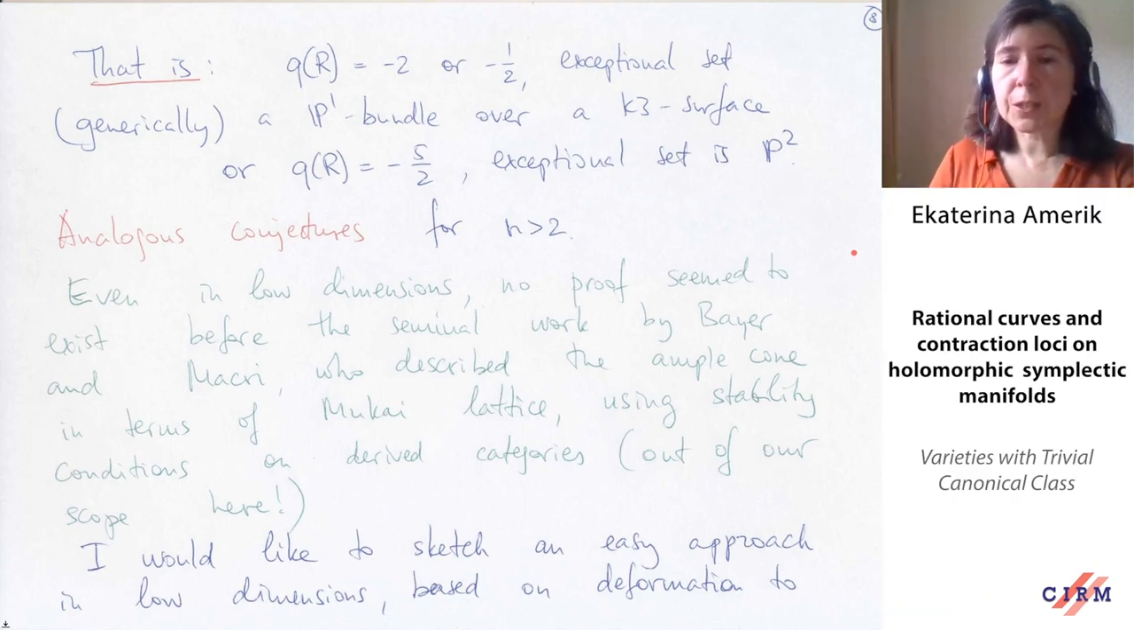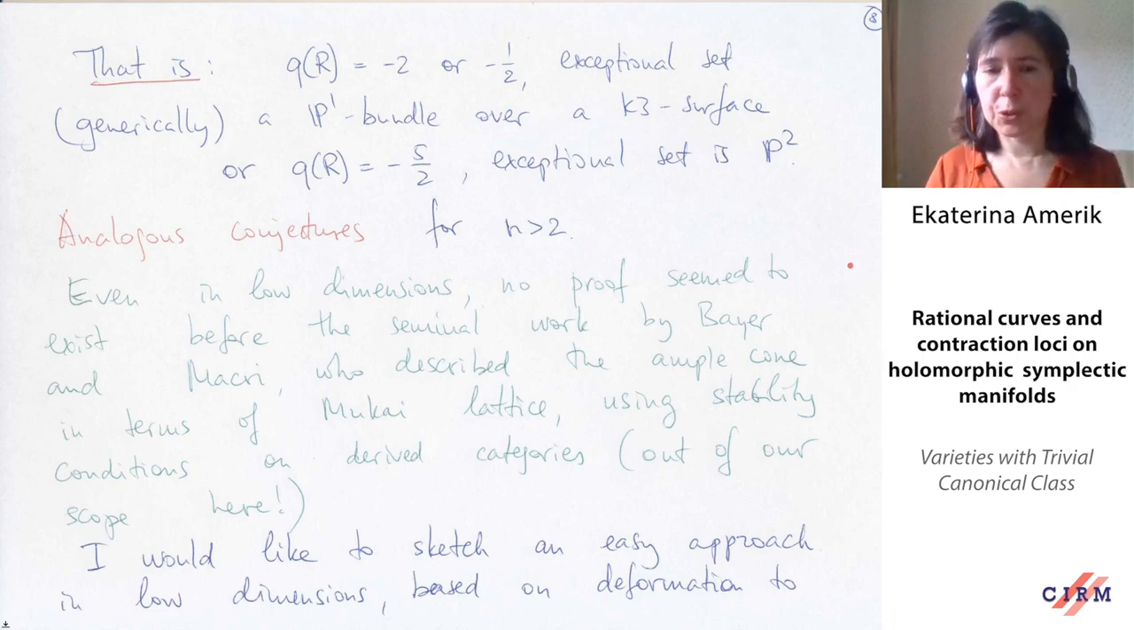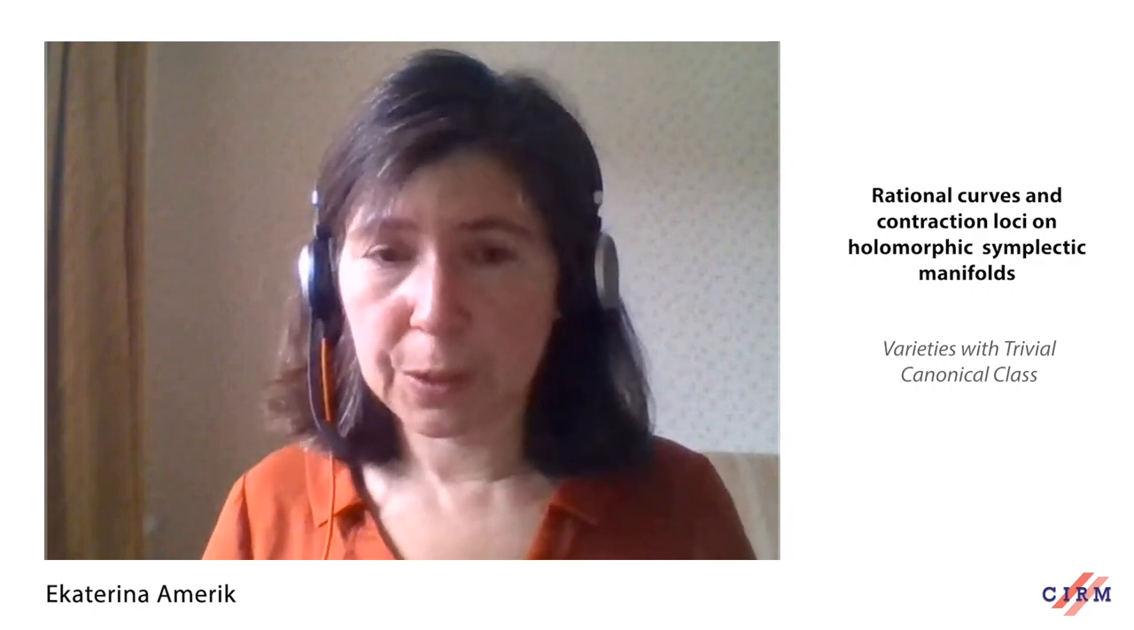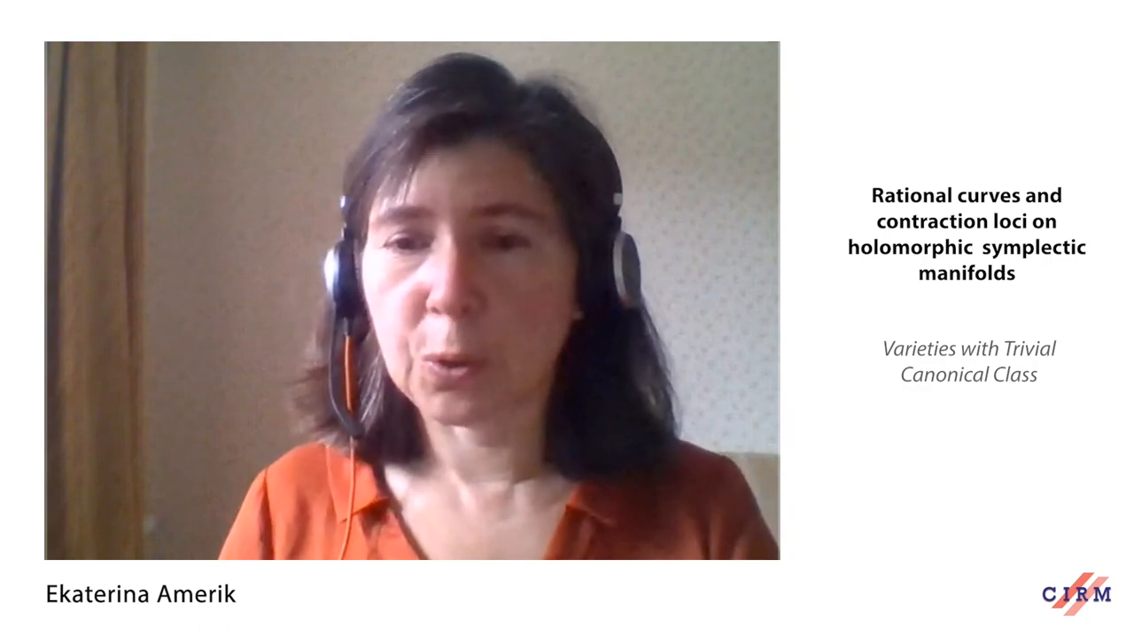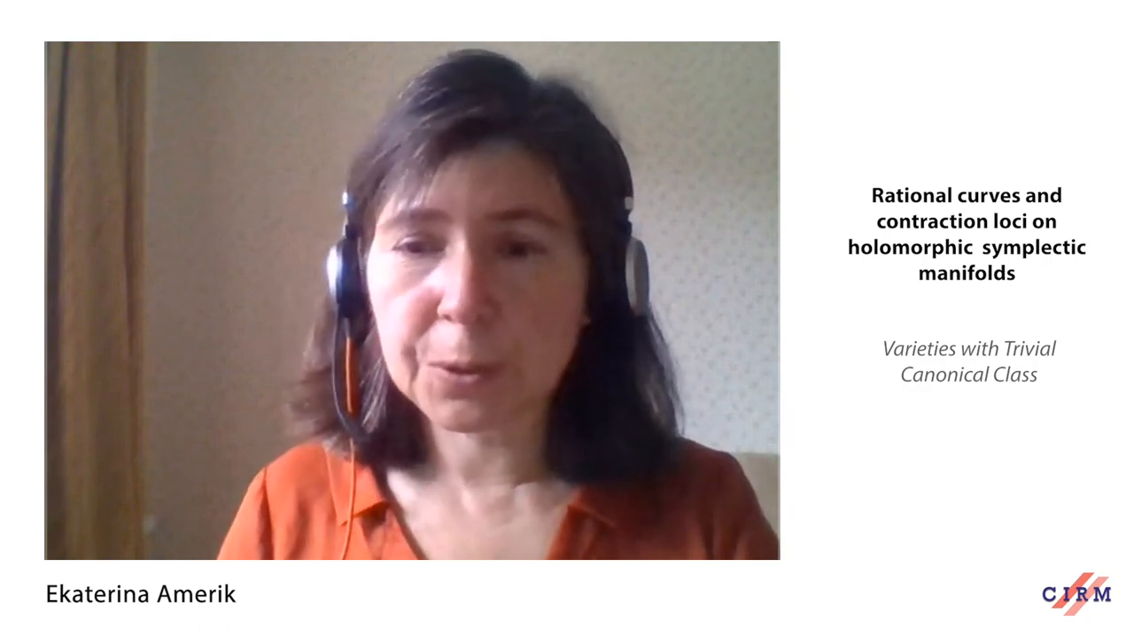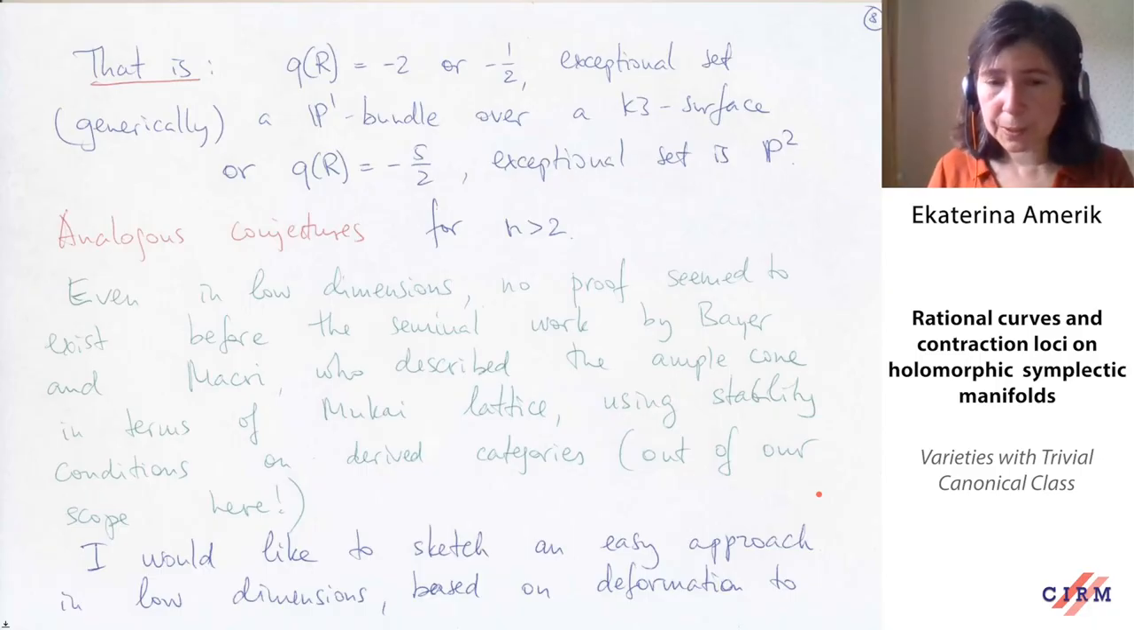What is a bit striking is that it does not seem to me to have been completely proved before the famous, very difficult, very general work by Bayer and Macrì, who described the ample cone of such Hilbert schemes of K3 in all dimensions in terms of the Mukai lattice. And for this description, they used much advanced theory about moduli spaces of sheaves on K3 surfaces, very difficult computations, and this fairly recent notion of stability conditions on triangulated categories. Well, all this is clearly out of our scope here.